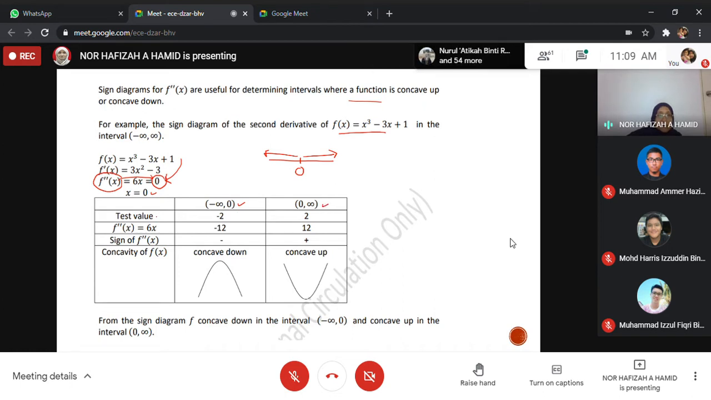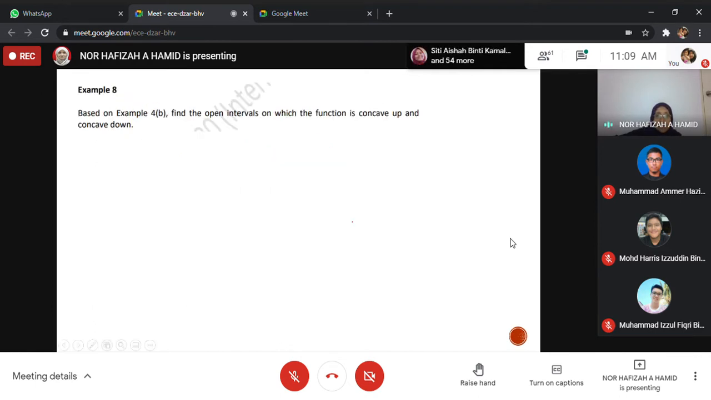Next, you substitute a test value. For this example, we choose negative 2 and 2. Next, substitute into f double prime x, and you refer to the sign of f double prime x. So one sign is negative, another one is positive. If f double prime x is negative or less than 0, then f(x) will be concave downward. If f double prime is positive or greater than 0, then f(x) will be concave upward. So that is for concavity. For example A, you can refer to the recorded video.